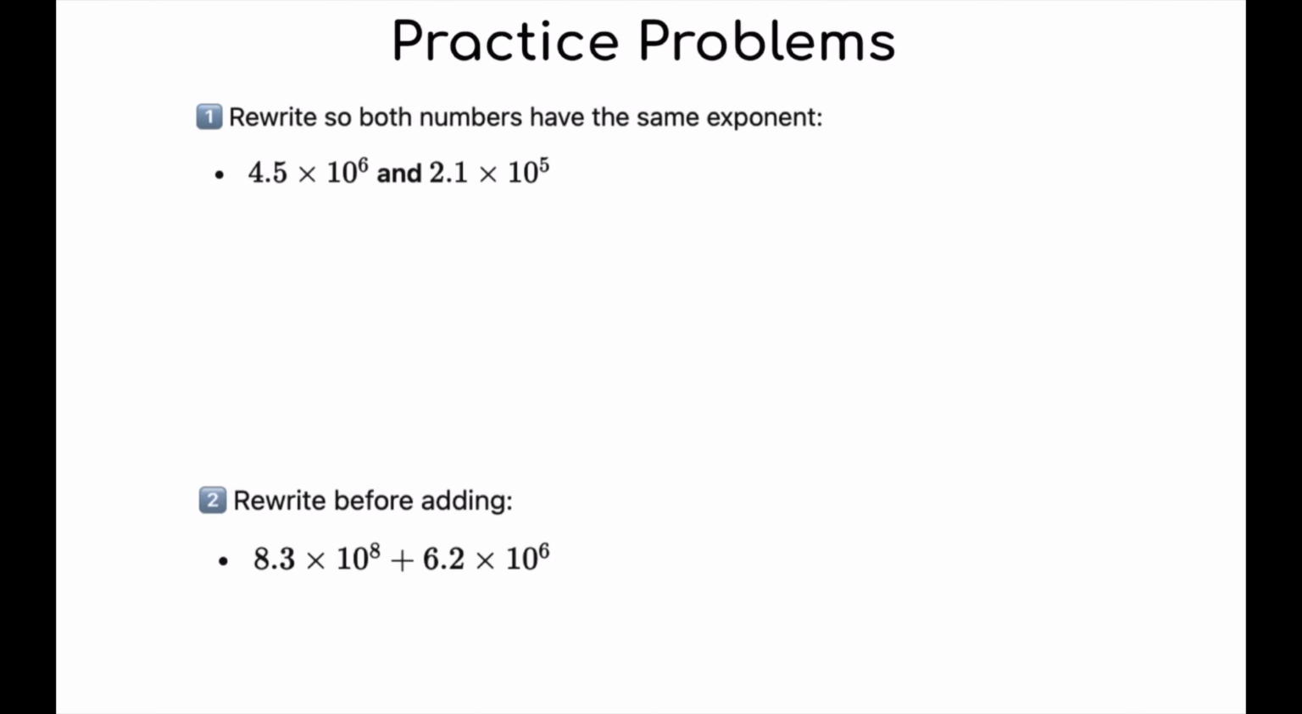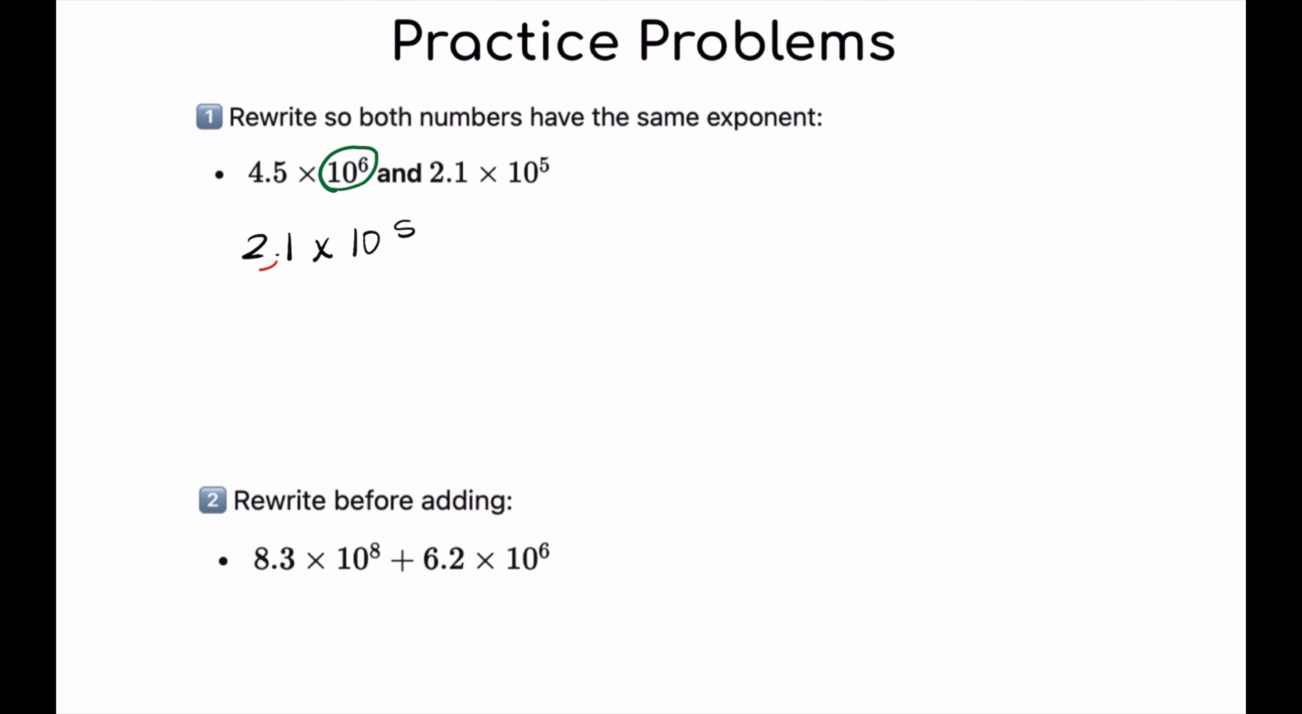So now that we've gone over the steps, let's get into our practice problems for today. Our first one says to rewrite so both numbers have the same exponent. Like we did in our steps, we're going to look at which number has the higher exponent. Here it is 4.5 times 10 to the 6.